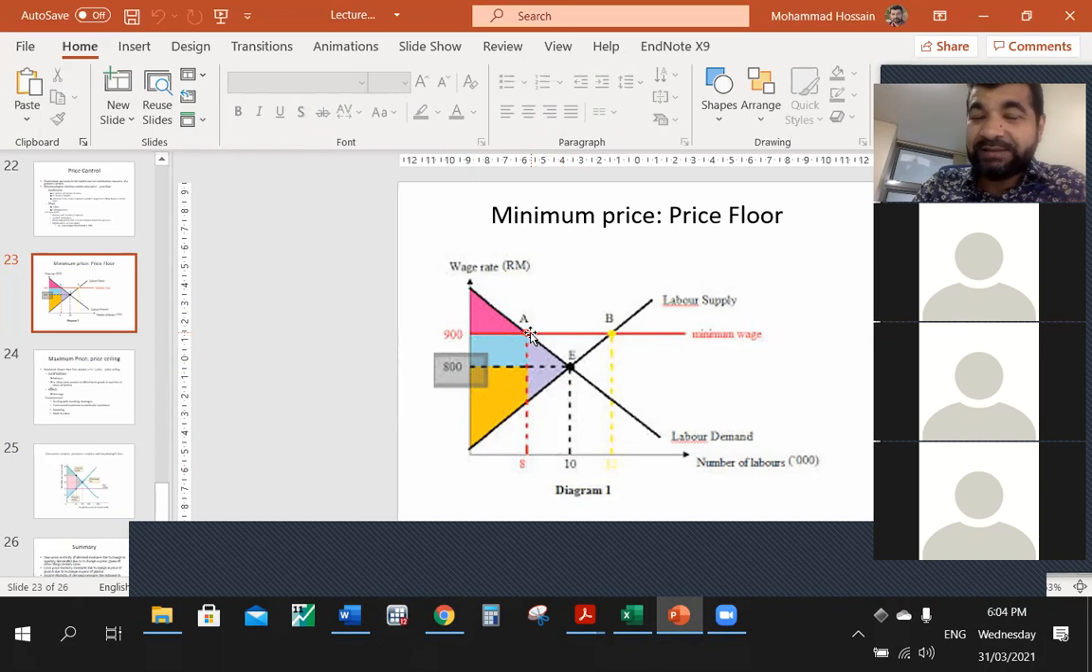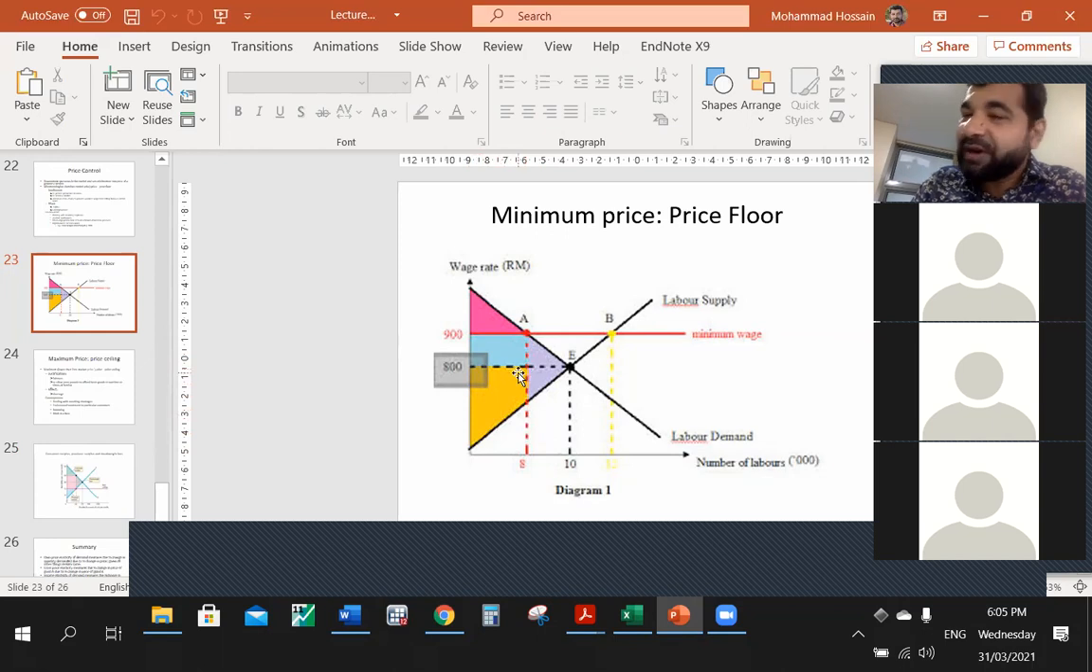This triangle will be known as deadweight loss. Remember this one. And the consumer surplus will be which area? This purple and blue. Not this blue. This is deadweight loss. And producer surplus will be, this yellow one is producer surplus.